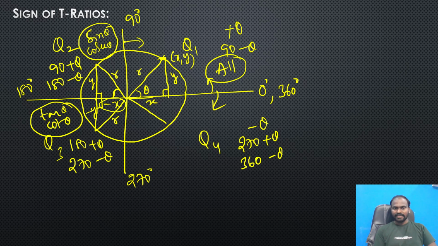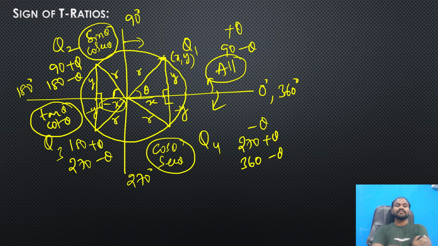And if you take a right angle triangle in the fourth quadrant, you can see x is positive and y will be negative. So opposite is negative. So the ratios which do not depend on the opposite side are positive. What ratios will not depend on opposite? Cos theta and secant. So therefore they are positive.